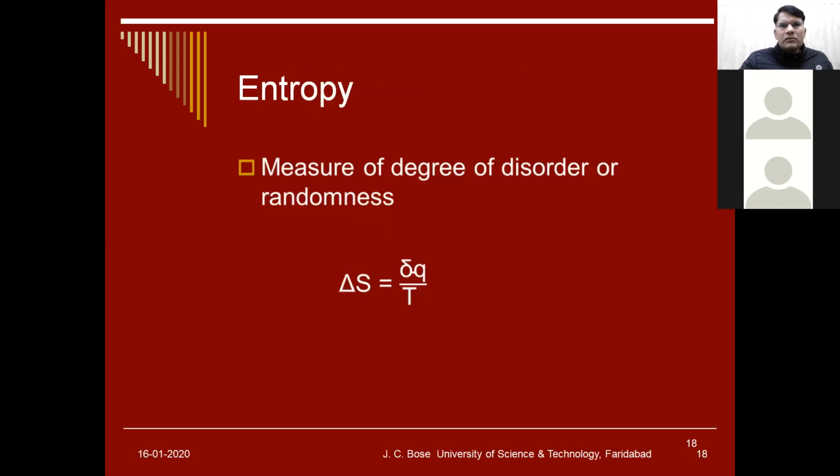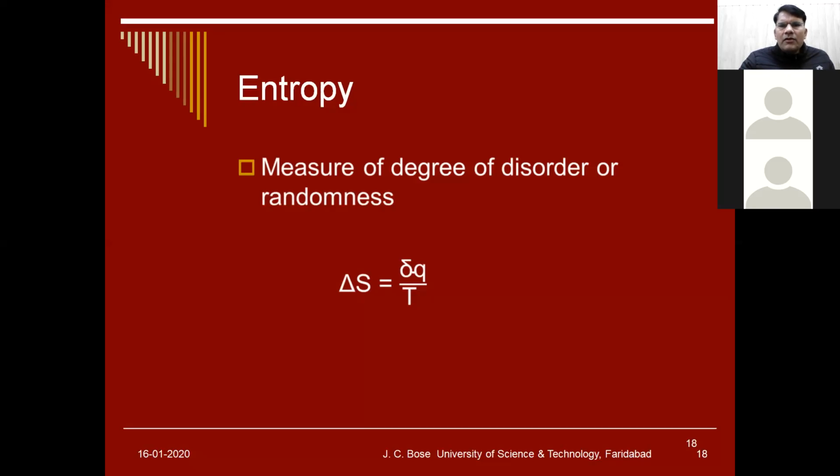So now next come to entropy. Entropy is a measure of the degree of disorder or randomness. Suppose you are in a class and the teacher is teaching and all of you are sitting in a systematic manner. In that situation, the entropy of the class will be less. But as soon as the class is over and the teacher is outside, all the students start wandering here and there. In that situation, the entropy of the system increases. So in other words, entropy is the measure of the degree of disorder or randomness.